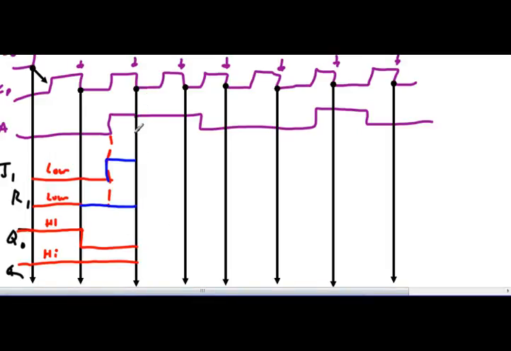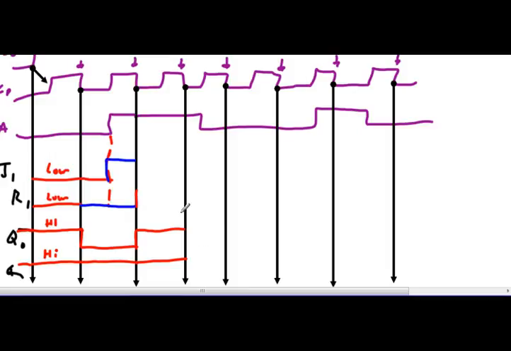Now the clock pulse happens. Q0 is going to toggle. It has no choice, so it's going to toggle high. Q1 is going to set because I got a 1, 0 on JK. So Q1 is going to set. He's already high. He's going to stay high. Okay.